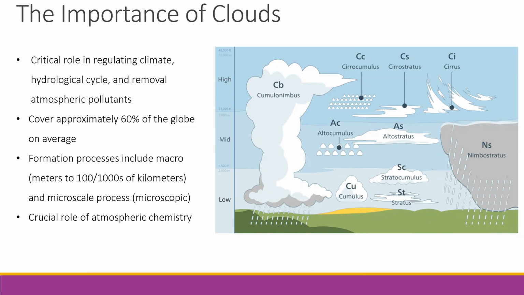Their formation processes are very complicated, as they involve macro processes that span meters, if not hundreds to thousands of kilometers. But they also involve very important microscopic processes as well, making it quite difficult to constrain them. And they, of course, play a very crucial role in atmospheric chemistry.